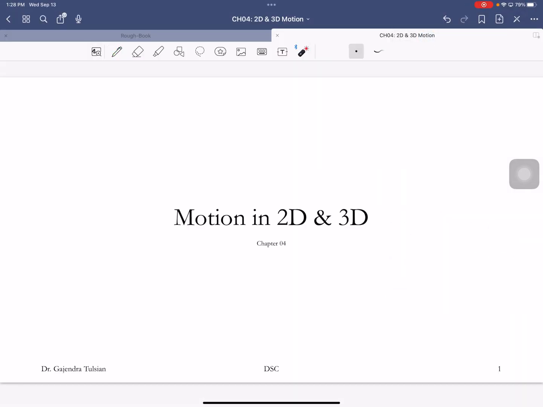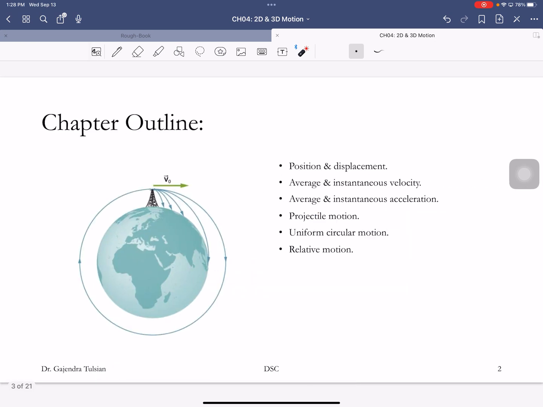Okay, so in this chapter, we'll study motion in 2 and 3 dimensions. In the last chapter, we studied motion in 1 dimension, but we were always interested in motion in 3 dimensions, which is what we really wanted to study. So it's just extending the concepts we learned last chapter.